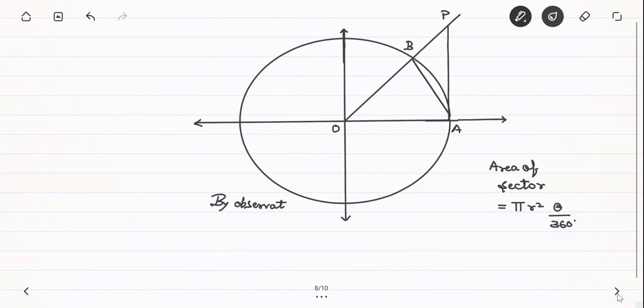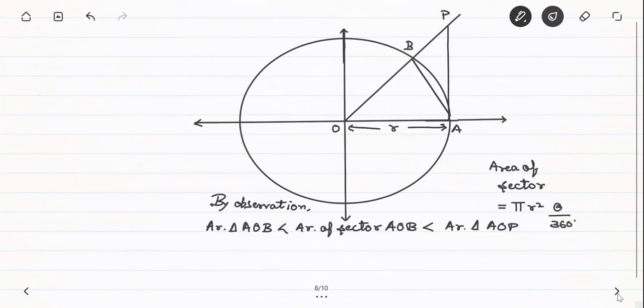Now just by observation we can see that the area of triangle AOP is less than area of sector AOB. Right? You can just see that the area of sector is a little bit more than area of triangle AOB. Now further we can see that the area of sector AOB is less than the area of triangle AOP.